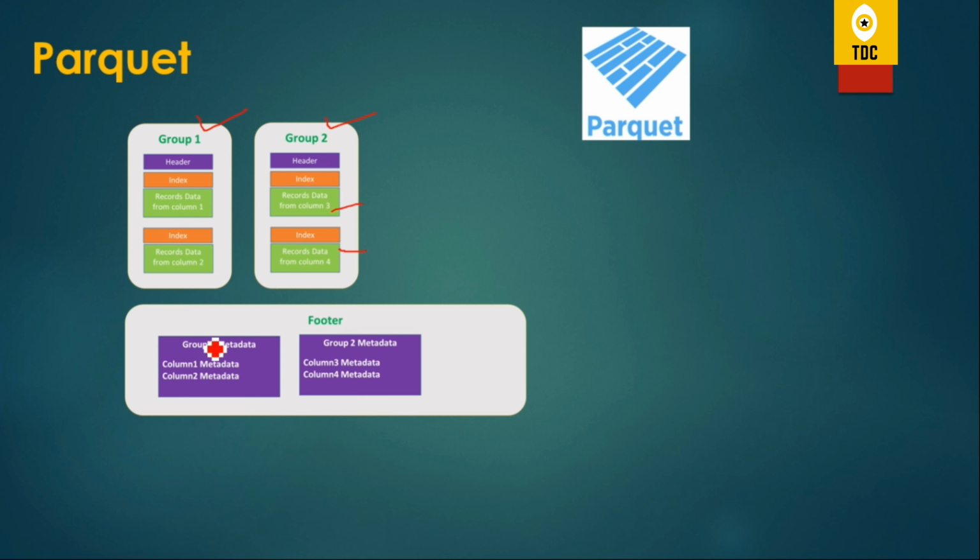In the footer, it is storing the metadata of group one and metadata of group two. Group one has metadata of column one and column two. Similarly, group two has metadata of column three and column four. Basically, the number of groups can grow based on how much data you have. Now we are taking only four columns, which is why it is grouped into two groups. In the footer we have group one metadata, group two metadata, and it can grow till group n metadata, and the groups can grow till group n, right?